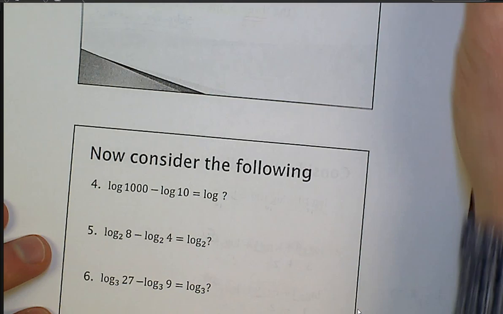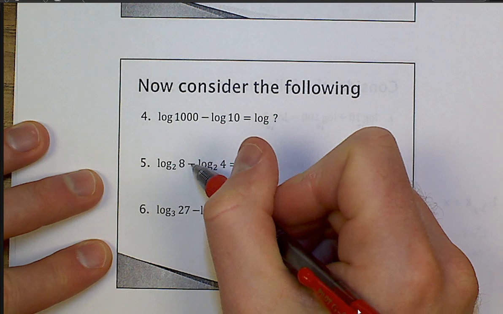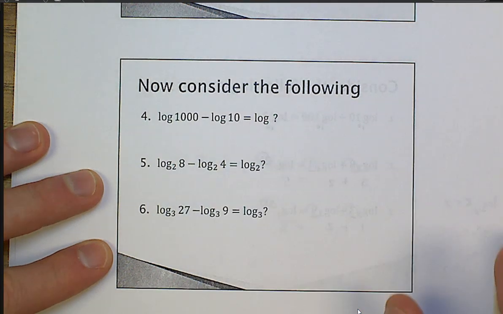So now we're going to be talking about the second property. And if you look at all these, they all have minus signs in the middle. The ones that we just did all have plus signs in the middle.